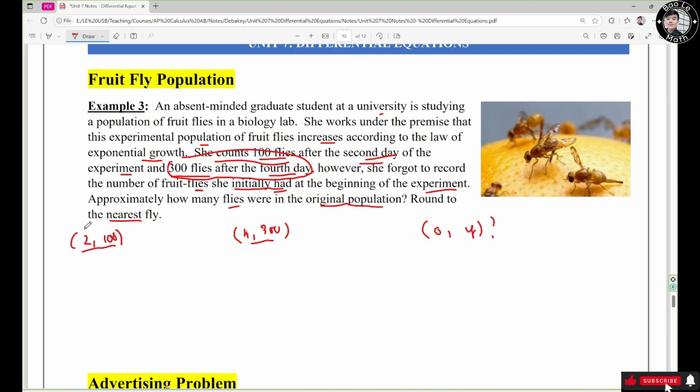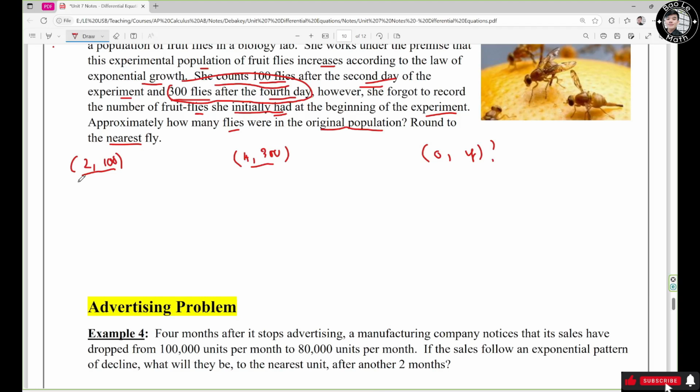since you don't have the initial value. Now you have the equation y equals c times e raised to the k times t. Use the first ordered pair, you have the first equation. It's going to be 100 equals c times e raised to the 2k. The second ordered pair, 300 equals c times e raised to the 4k, right?